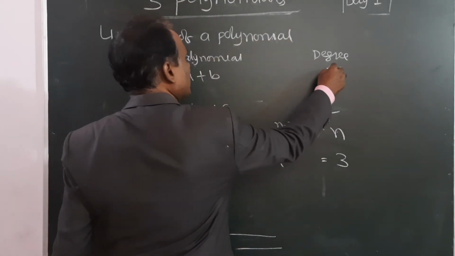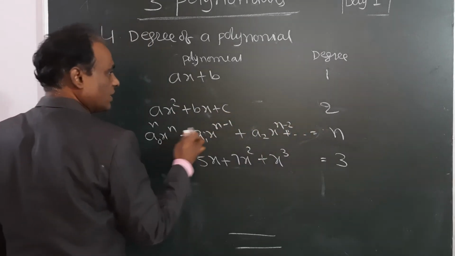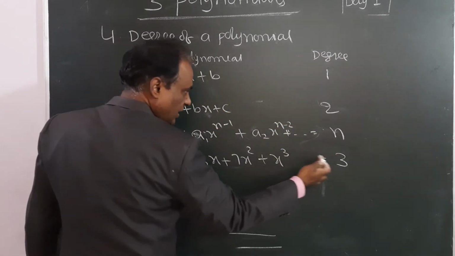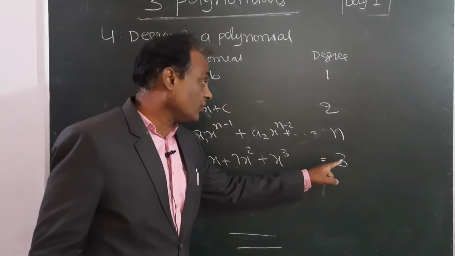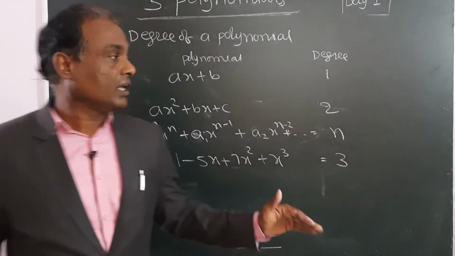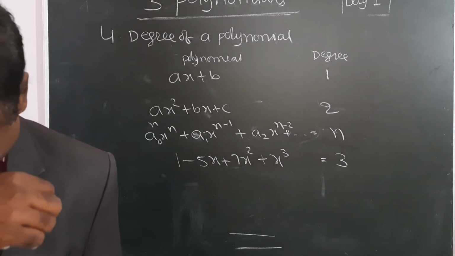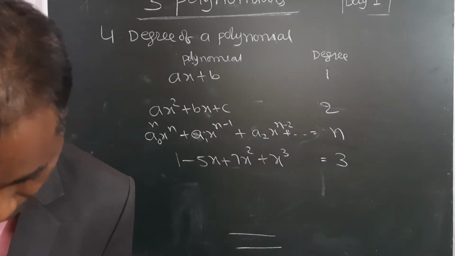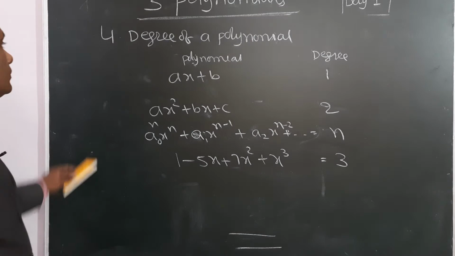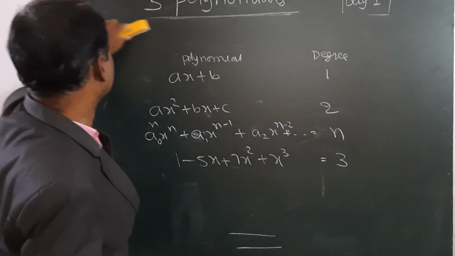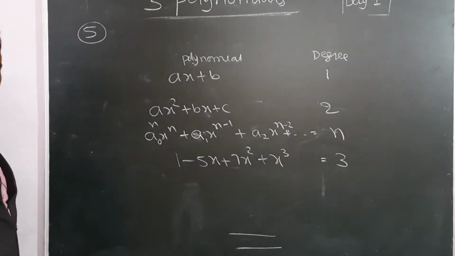Write down the example. Highest power of x. X highest power is 1. Here highest power is 2. Here highest power is n. Here highest power of x is 3. We should not take the coefficient. Coefficient is not considered for the degree. Only x power is considered for the degree. 3 is the degree. So that's all. Write down this example. Degree of a polynomial. Write down this.